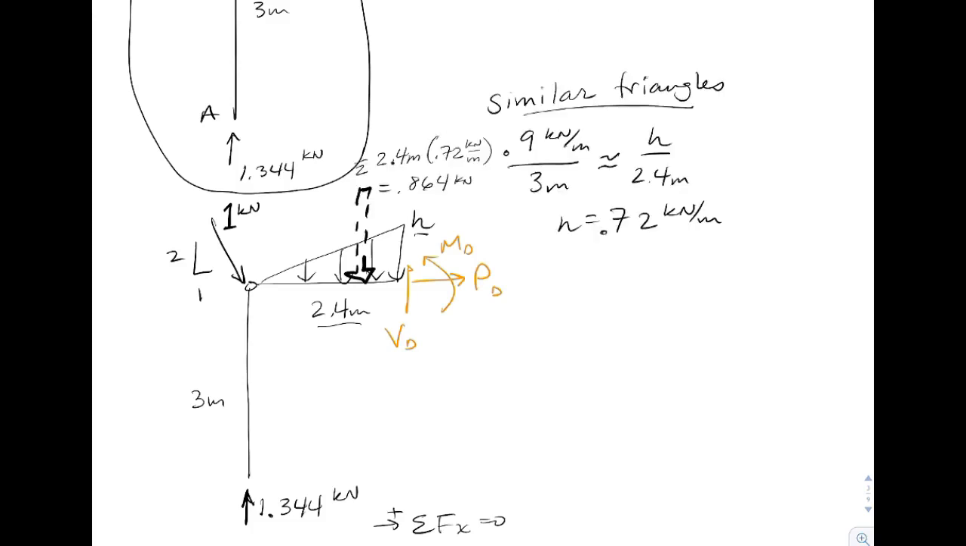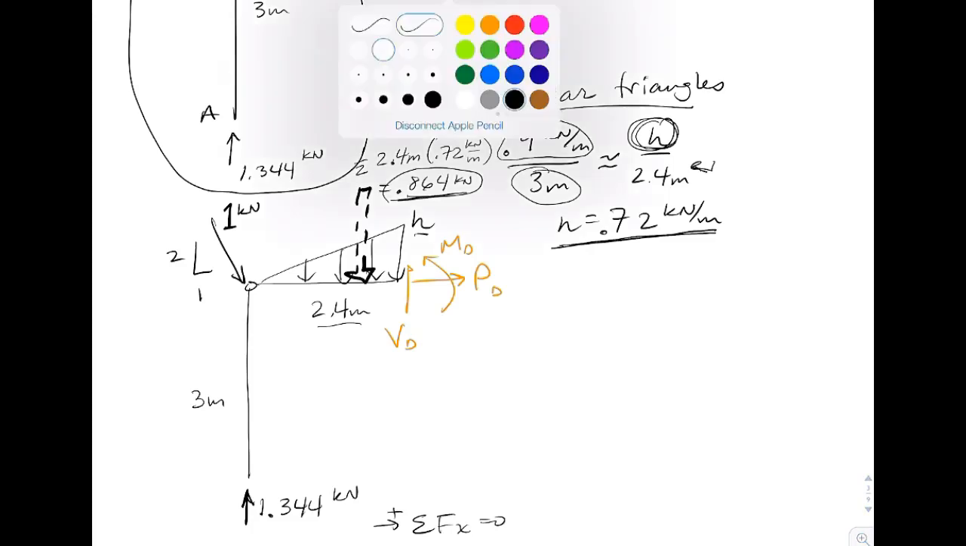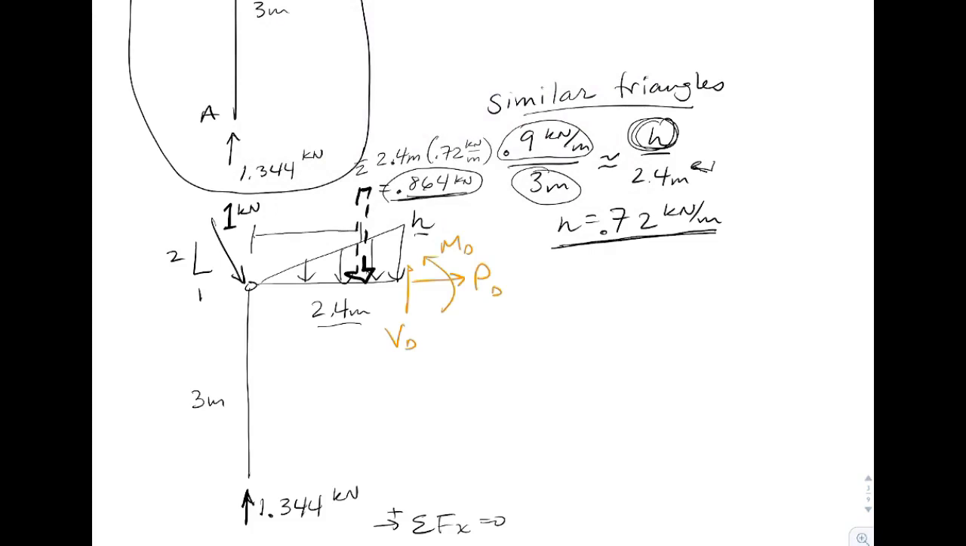So exposing that, we end up using the fact that we were at 0.9 kilonewtons per meter over 3 meters. And so the question is, what is H when we're at a distance 2.4 meters? So there's our similar triangles. We find that H is equal to 0.72. From that, we can then find the statically equivalent point load, 1/2 base times height. And where it's going to be applied is at a distance of 2/3 of 2.4. So it would be at 1.6 meters.